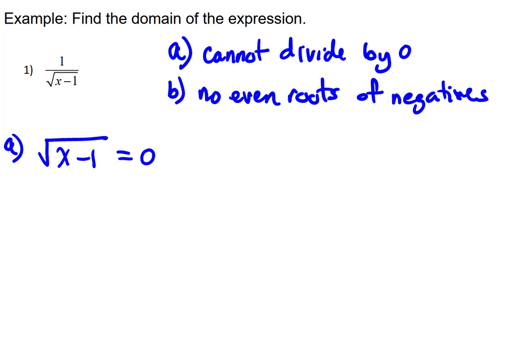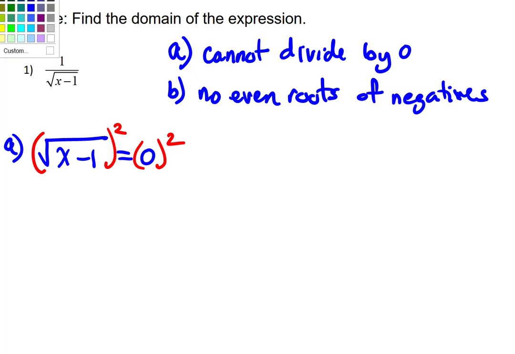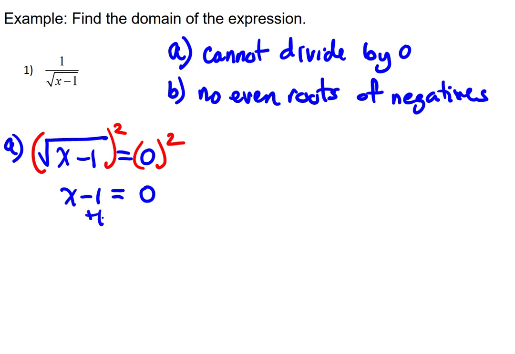To do this, our first step could be to square both sides of the equation. This result will give us x minus 1 on the left side equals 0 on the right side. 0 squared is still 0. Then we'll add 1 to both sides to get x alone for a result of x equals 1.